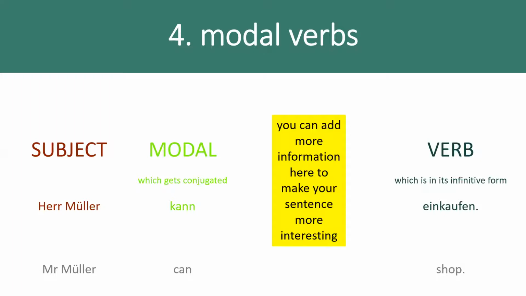Yeah, so we have the kann, which is conjugated according to Herr Müller. And then einkaufen is the infinitive. It goes right at the end of the sentence. Herr Müller kann einkaufen.